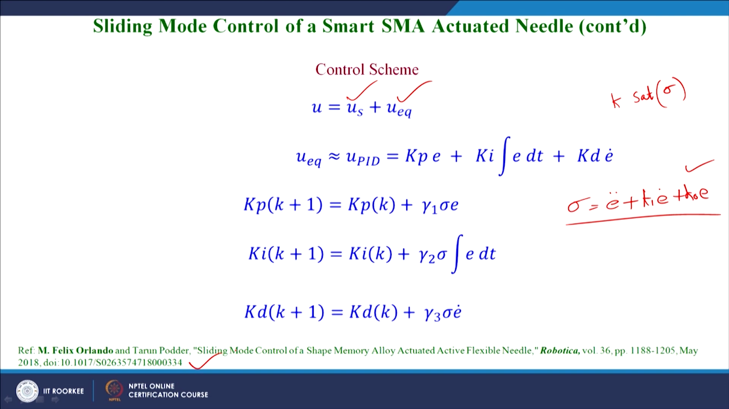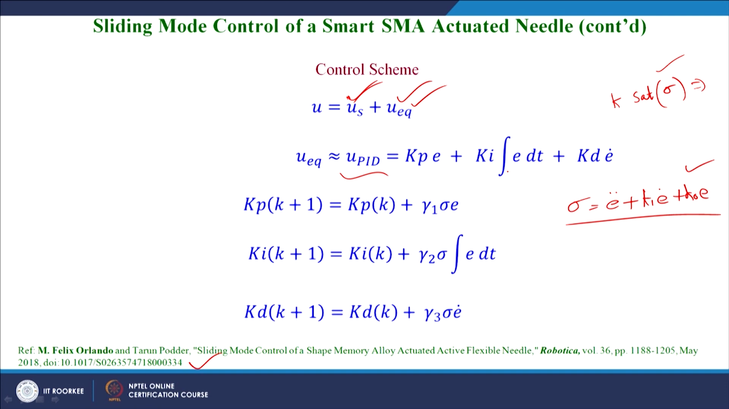The discontinuous controller is given by this equation, which is in such a way that it brings the actual trajectory of the system to lie on the sliding surface. The equivalent controller takes the form given by UPID is equal to Kp into error plus Ki into integration of the error plus Kd into the derivative of the error.